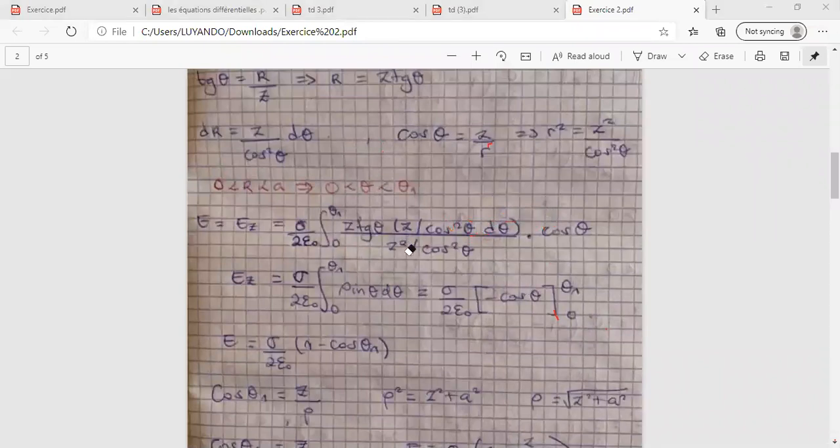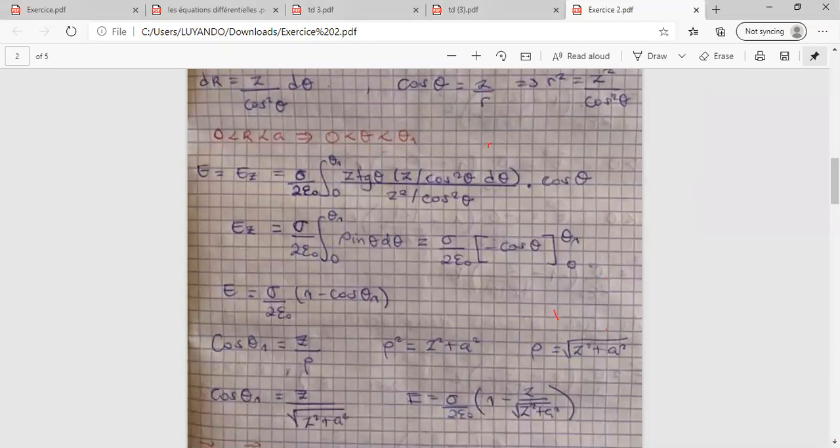When we simplify this, we're going to remain with sine theta d theta, and the integration of sine theta is equal to negative cos theta. So we have our limits, and if we replace with our limits, you have to subtract. When you replace with 0, you're going to have 1, and when you replace with theta 1, you have cos theta 1. So E is equal to our constant over 2 epsilon 0 times 1 minus cos theta 1.